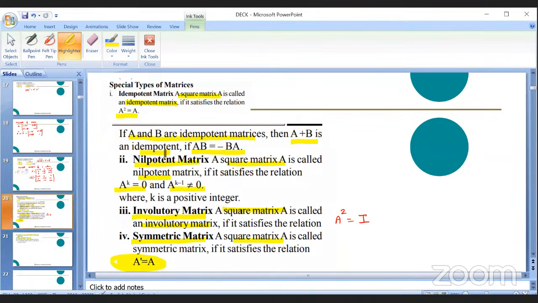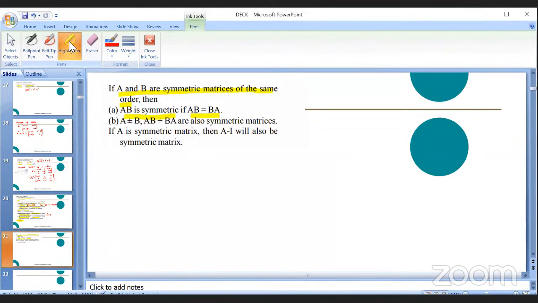The same thing I told you about nilpotent, idempotent also. What did I tell you about idempotent? If AB is equal to minus BA, then AB is idempotent. Some rules like this will be there. Next, A plus or minus B, AB plus BA are also symmetric matrices. If A is a symmetric matrix, A minus I is also a symmetric matrix.